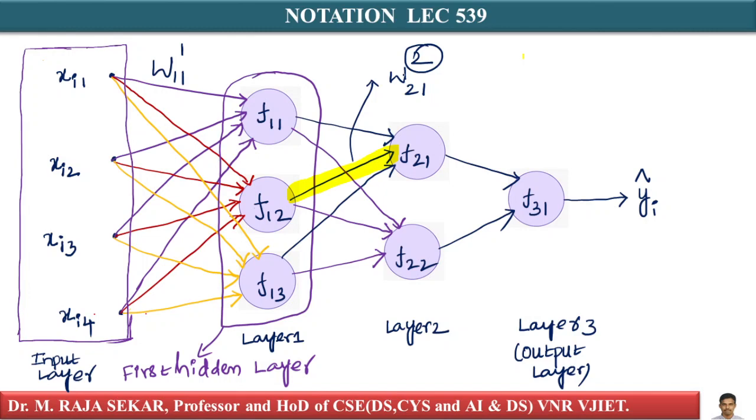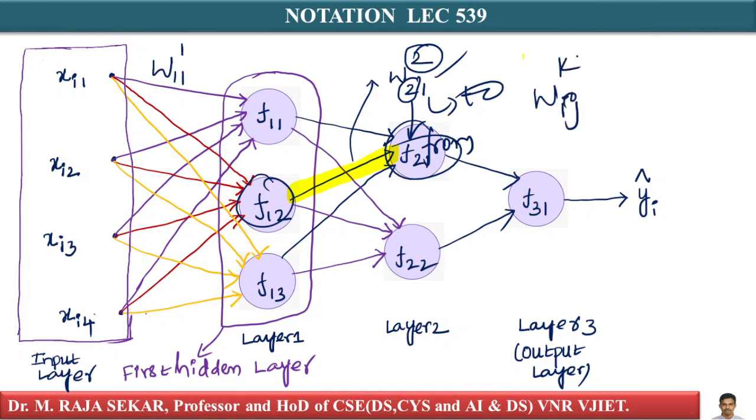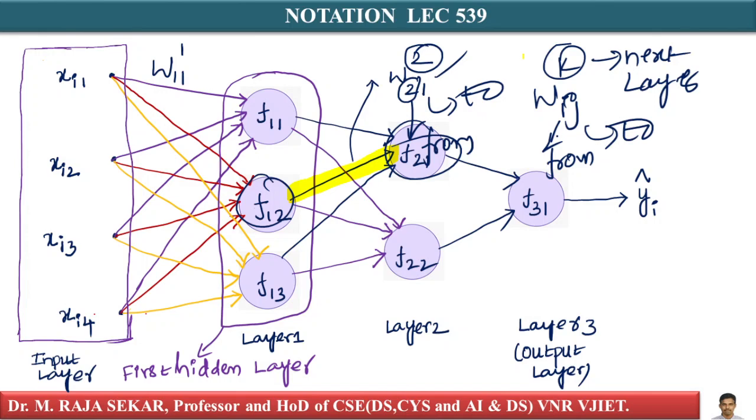The first value i is from. This is from, isn't it? This is 2, which means the next layer is the second layer. From the second input to the first input. This is W_ij to the power k, meaning what we were saying: k basically says the next layer. That's what it says. It is the weight going into the second layer.